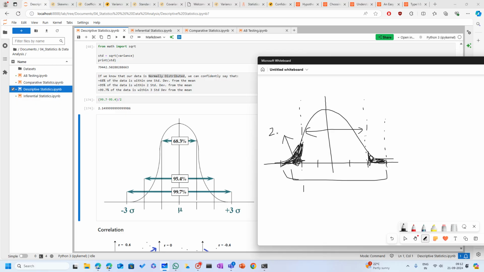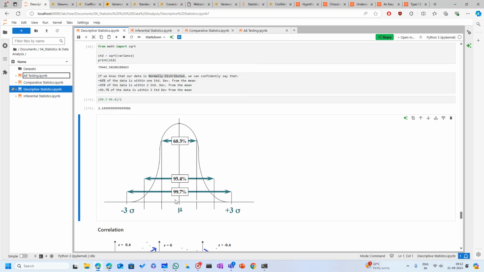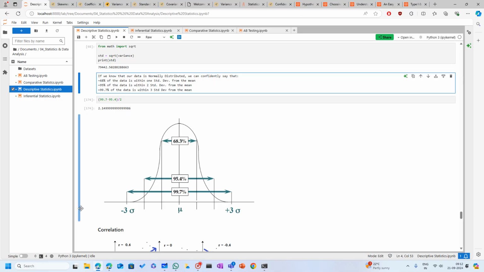So now this is for the normal distribution, or what we call a standard distribution, the bell-shaped curve that we normally get. But our data is not always going to be normally distributed. Correct. It can be left skewed or right skewed. So in those cases, this will be different, right? We will definitely have to make it different.